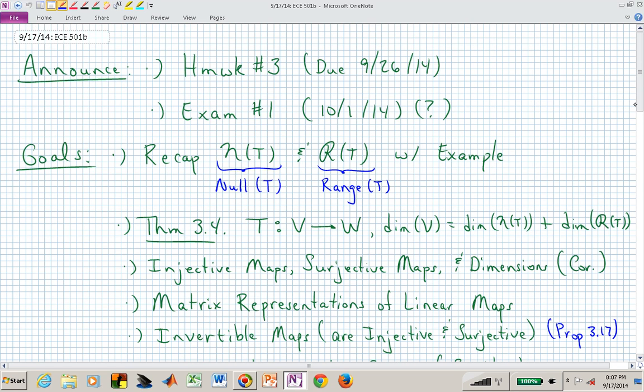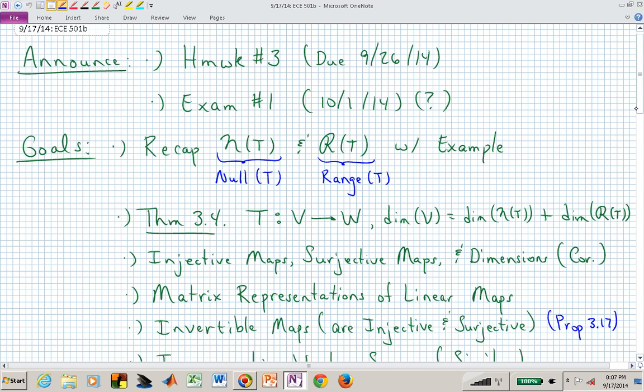In way of announcements, homework number 3 is due a week from Friday, and exam number 1, I'm still taking input on whether or not that will be held on October the 1st. There have been some comments relative to career fair or career services, and so I'm still thinking about that, but if you might just pay attention and keep track of what the timeline is or when we might have that exam. But for now, let's plan on that exam being in 2 weeks on the 1st of October.